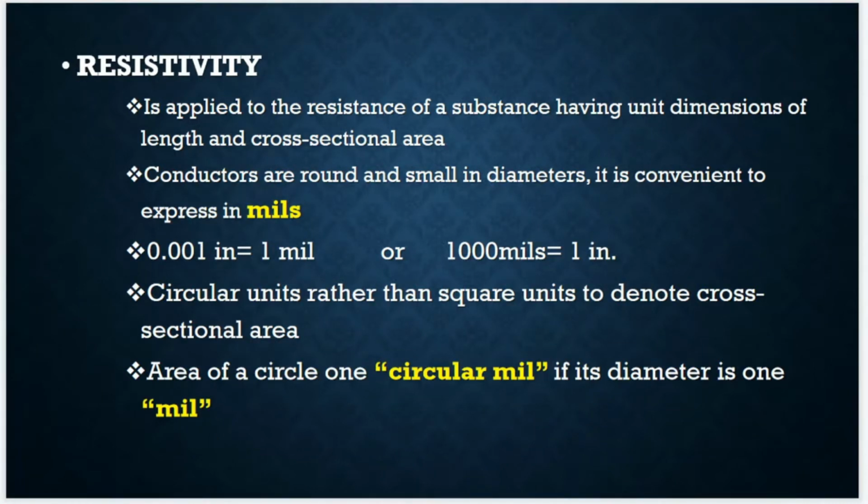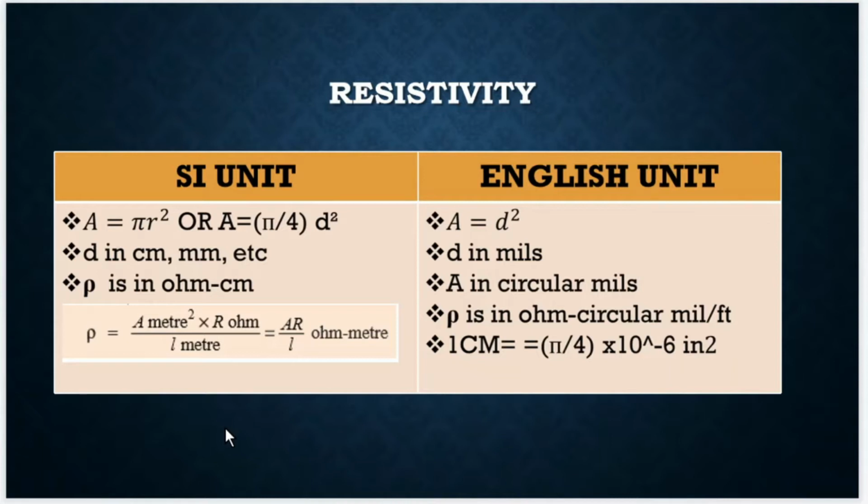We use circular mil or circular units rather than square units to denote cross-sectional area. The area of a circle is 1 circular mil if its diameter is 1 mil. So we denote the area of a conductor in circular mils, and the diameter of the conductor in mils. These are some formulas related to resistivity in SI unit and in English unit.